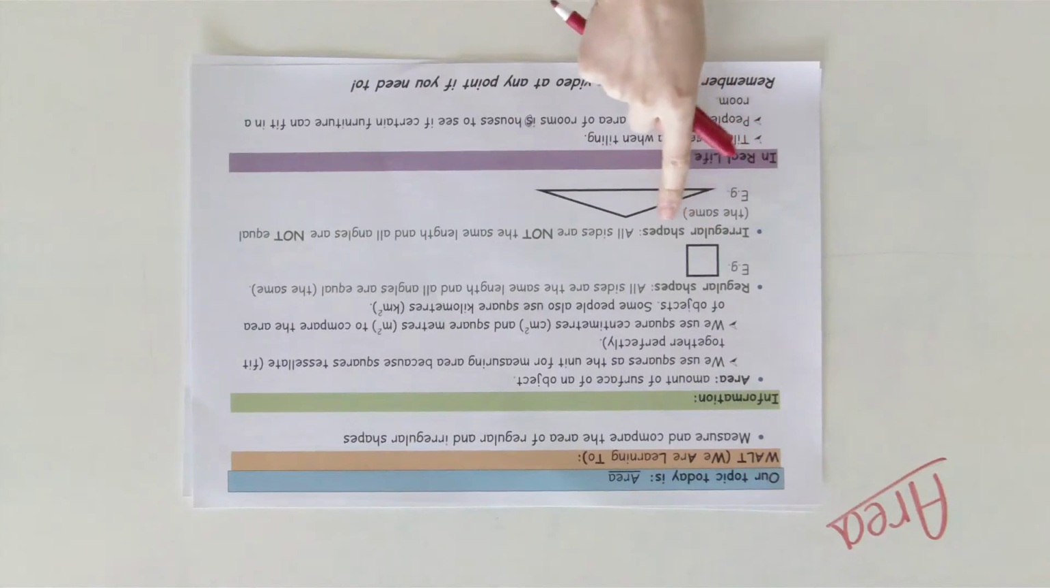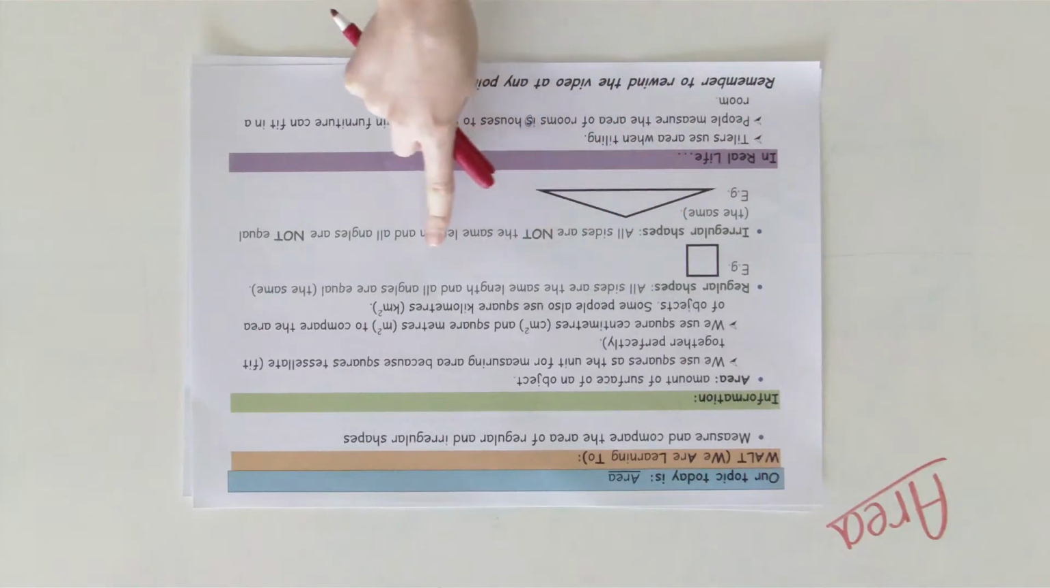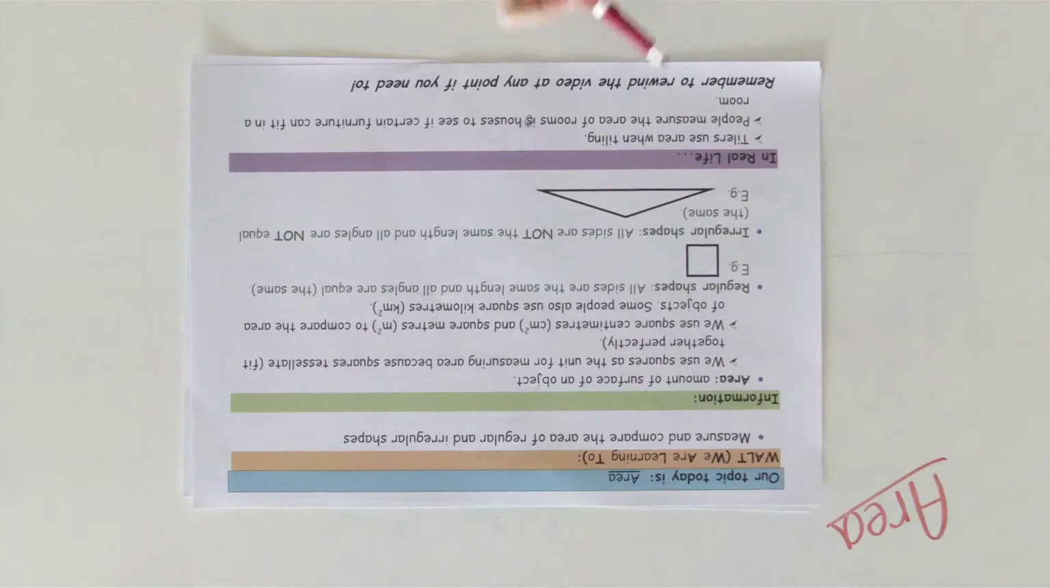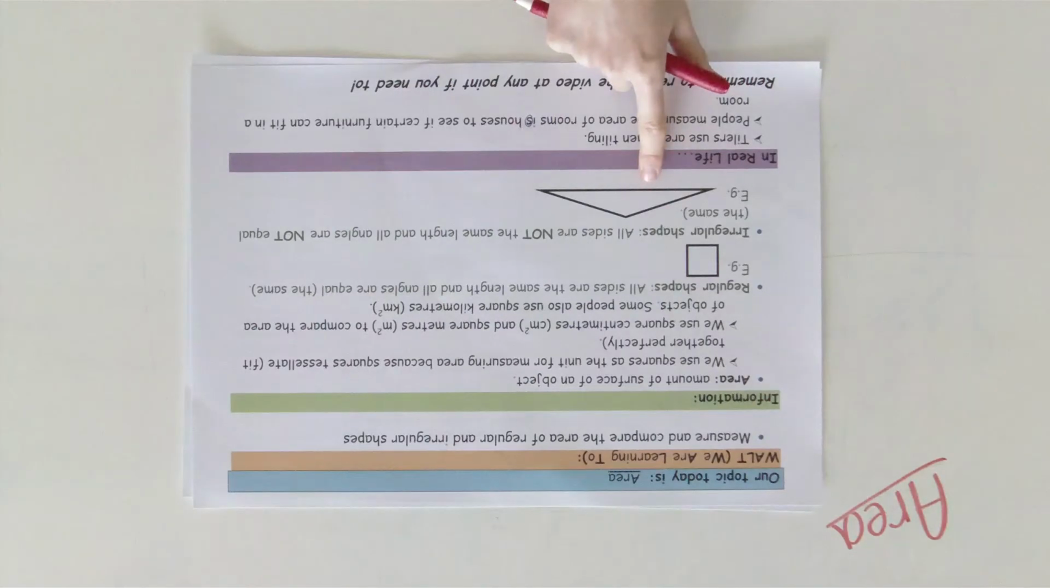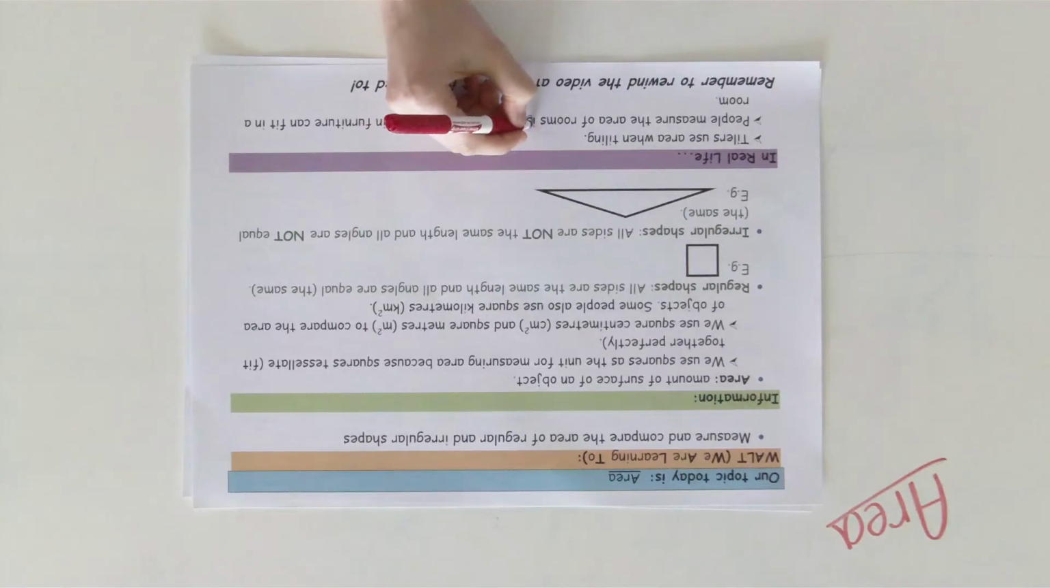Now, regular shapes, all sides are the same length and all angles are equal, so they are the same. Irregular shapes are where all sides are not equal, all sides are not the same length and all angles are not equal or the same. That's just an example of an irregular shape. So these are the sorts of shapes that we'll be finding the area of in class, and also for you to practice on the video today.